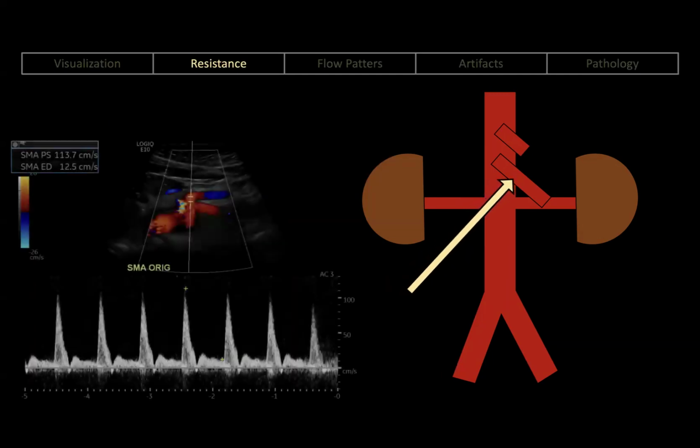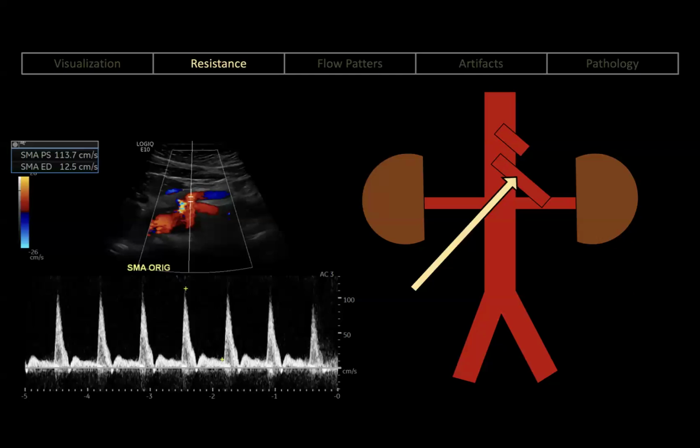Now, if we move here to the superior mesenteric artery, we can see again that it has a high resistance waveform pattern because it's going to the bowel in a fasting state. Now, if the bowel is non-fasting, it's going to move to a lower resistance state.